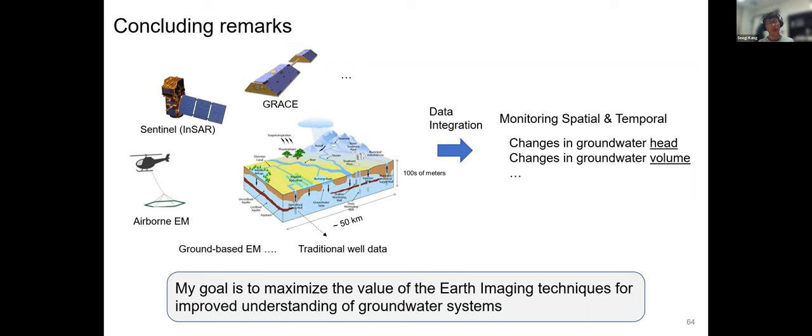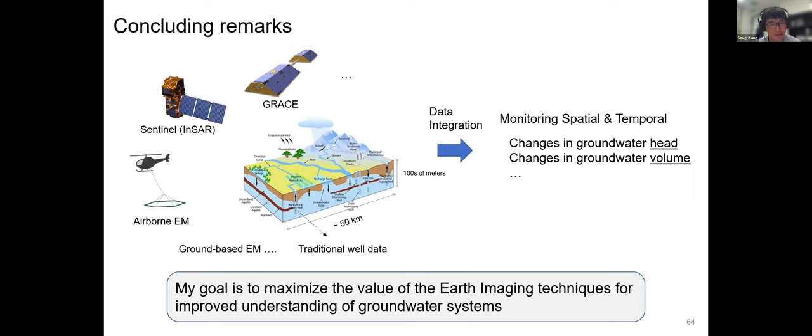And sort of the obvious answer is integrating this GRACE data with other types of data that I have shown, like InSAR data, airborne EM data, and well data, such that we can monitor the spatial and temporal changes in groundwater head, as well as the groundwater volume or some other property that could be useful for groundwater management. And that's the big picture idea.